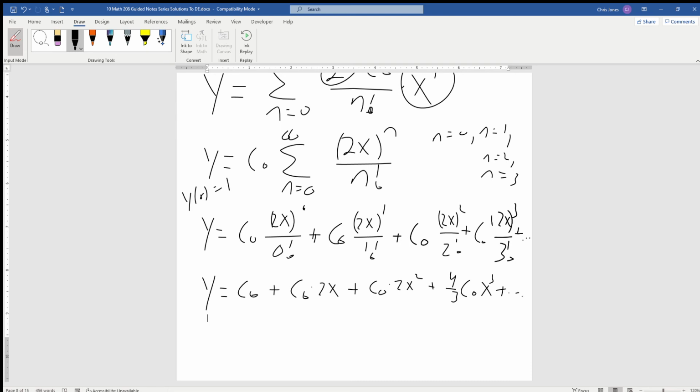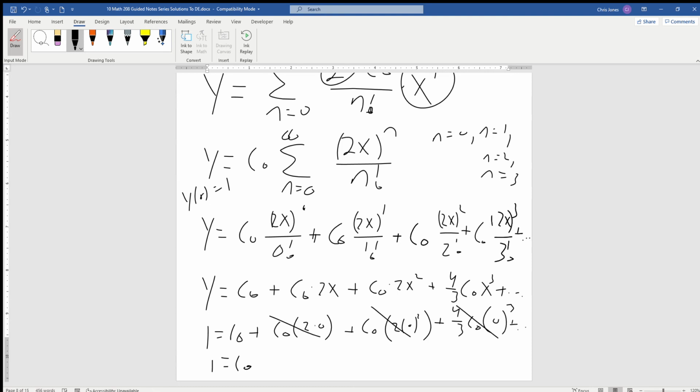Now what happens when we substitute the initial value? Well, we get 1 equals c0 plus c0 times 2 times 0 plus c0 times 2 times 0 squared plus 4/3 c0 times 0 cubed, etc. And notice every single term that has an x is just going to cancel out. So we just get that 1 is equal to c0. And so in our solution, we can just replace the c0 with 1, and the solution to the initial value problem is just going to be 1 times all that stuff.